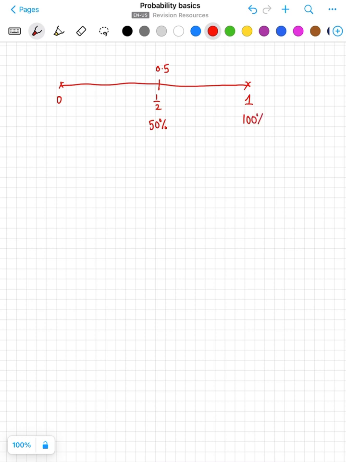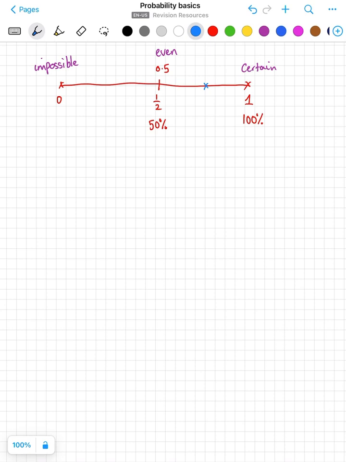Probability is out of 1, as that is when an event is certain to happen. If an event is impossible, that's when the probability is 0. If something is 50-50 or 0.5 or a half, that is said to have an even chance.